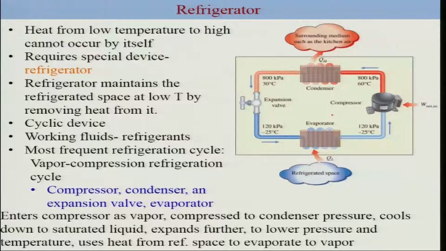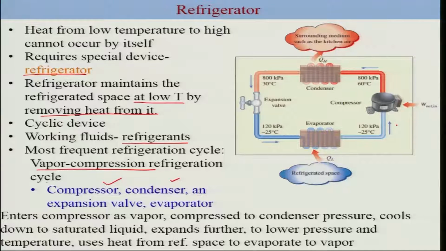Now, as we know, heat transfers from a high temperature to a low temperature. Thus, in order to transfer heat from a low temperature to a high temperature, it cannot be done automatically, and what we need is a special device. This special device is a refrigerator. The refrigerator basically maintains the refrigerated space at a specific low temperature by removing heat from it. It works as a cyclic device and it has a working fluid which we call refrigerant. The most frequent refrigeration cycle is the vapor compression refrigeration cycle, which consists of a compressor, condenser, expansion valve, and evaporator.